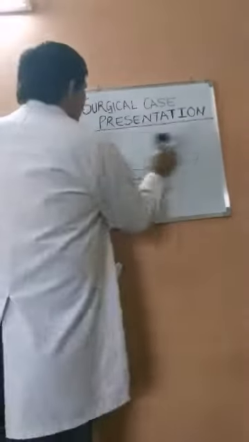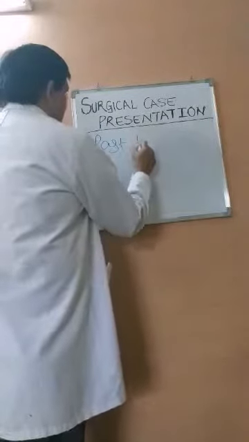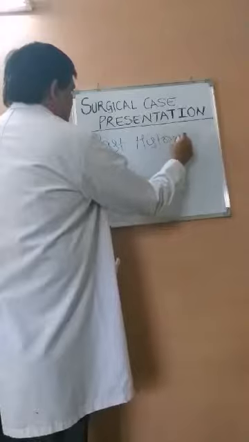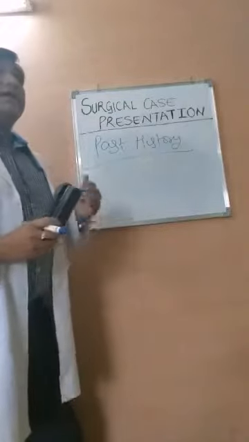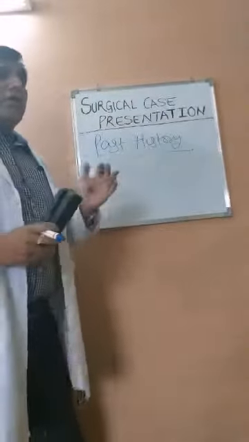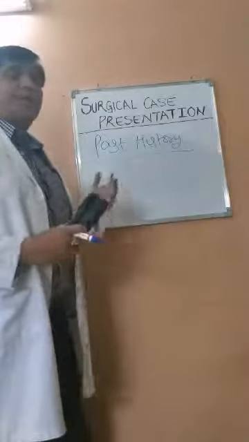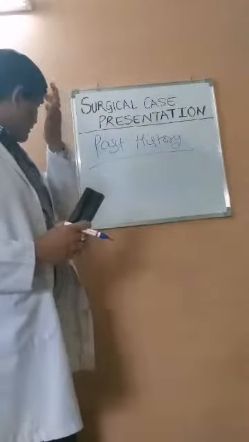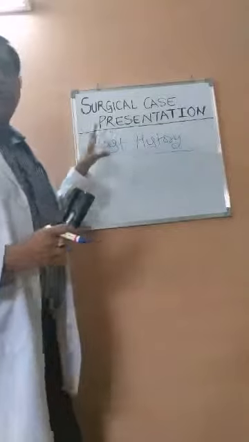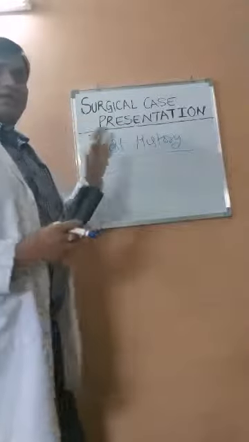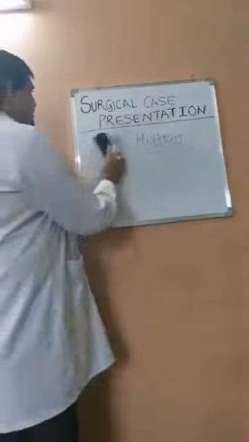Next, an important thing, we go for past history. What illness the patient had been suffering from in his past life. Maybe the patient is suffering from some chronic disease like diabetes, hypertension, or tuberculosis. Maybe the patient has undergone some surgery, or maybe the patient had a similar complaint some 2 to 3 years before. All these things you have to take in a past history. If diabetes, hypertension, TB are not present, just write there is no history of diabetes, hypertension, or tuberculosis.